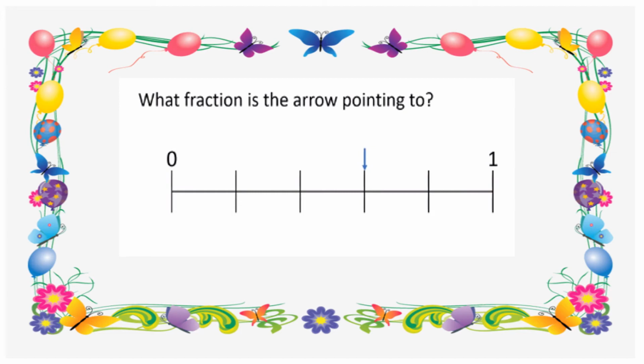Welcome back. So how many parts has this number line been divided into? It's been divided into 1, 2, 3, 4, and 5 equal parts. So my denominator is going to be 5. So I'm going to write my denominator 5. So counting from 0, next would be 1/5, next would be 2/5, and next would be 3/5. So the arrow is pointing to 3/5. If you got this correctly, give yourself a big thumbs up.